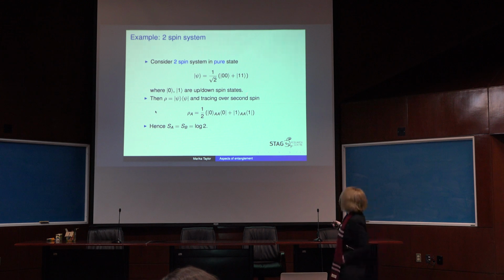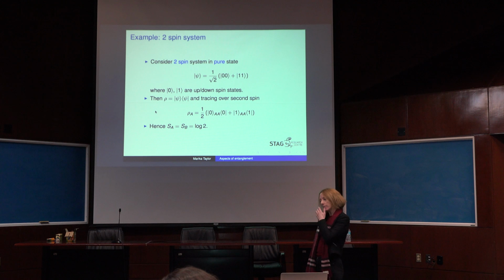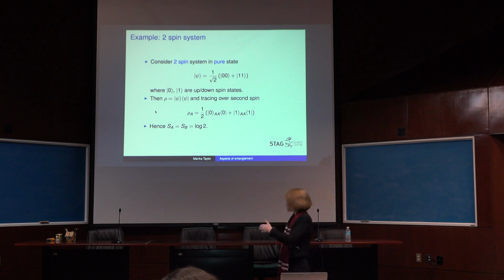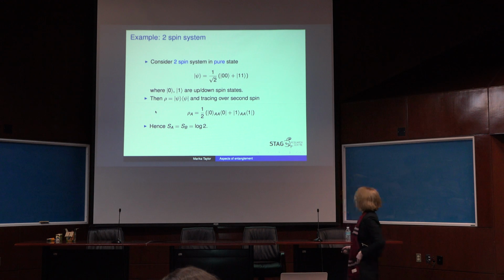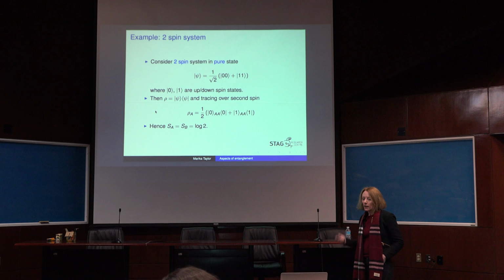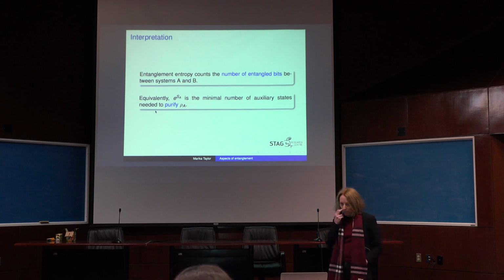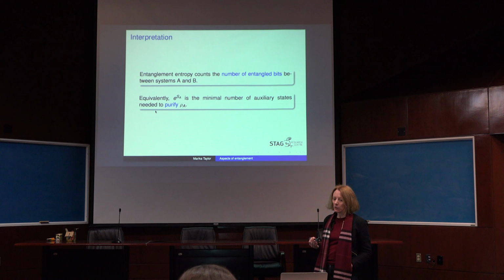In this case, I traced over the second spin, but the original state was pure. So if I traced over the first spin instead, and computed the associated entanglement entropy, again I would have come up with the answer log 2. Now, what is the significance of log 2?